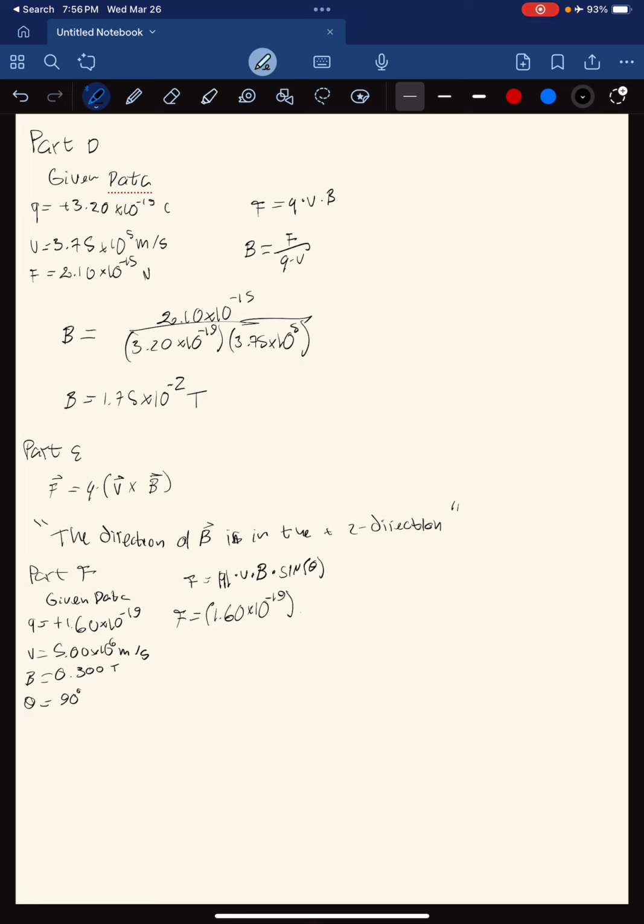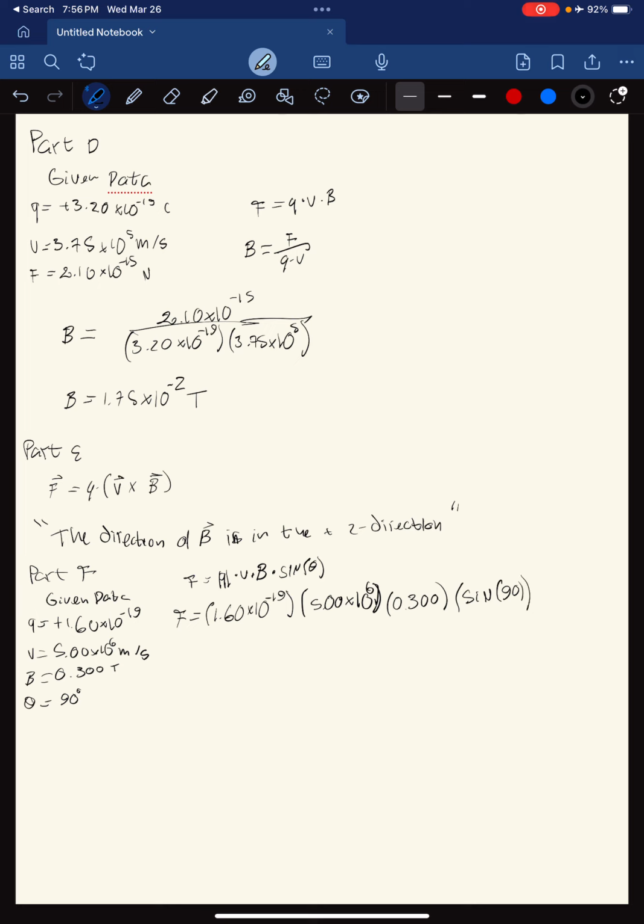All right, let's continue with this one. So 1.60 × 10^-19 coulombs. Then the velocity, 5.00 × 10^6 meters per second. And then the magnetic field, 0.300 Teslas, then sine 90 degrees. All right, let's get that to the calculator.